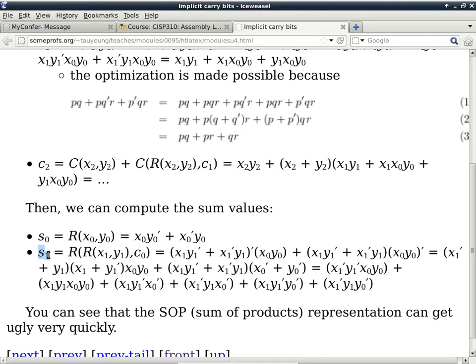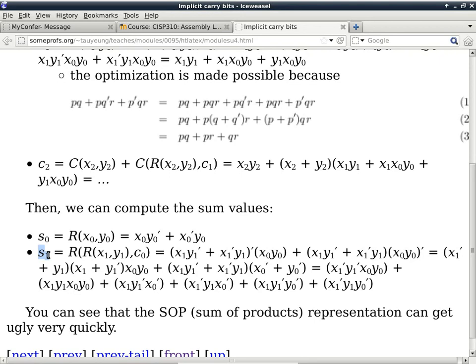Yep. Why is the partial sum represented with an R? Sorry? The partial sum? Yeah. Because that's the result of a half adder. The result of R and S. I didn't know that yet. Sorry? Didn't know? No, I didn't know that. Oh.